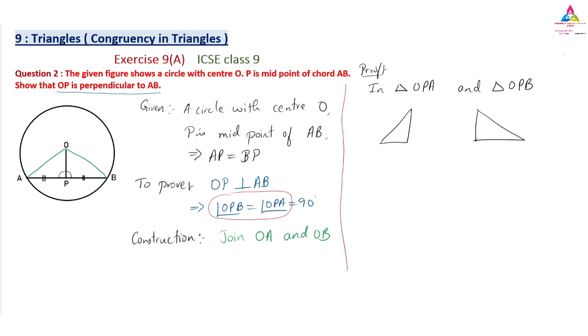So we will name them. This is O, this is P, this is A; this is O, this is P, and this is B. They have already mentioned one side is equal, AP and BP, because P is the midpoint. So we will continue. In triangle OPA, here we can write down AP is equal to BP.